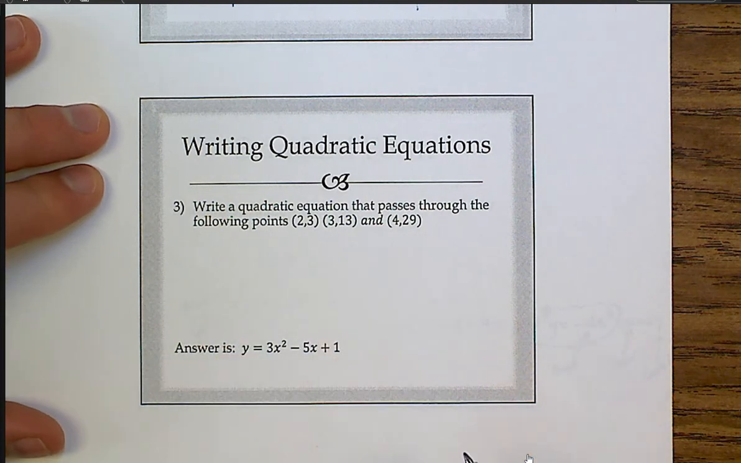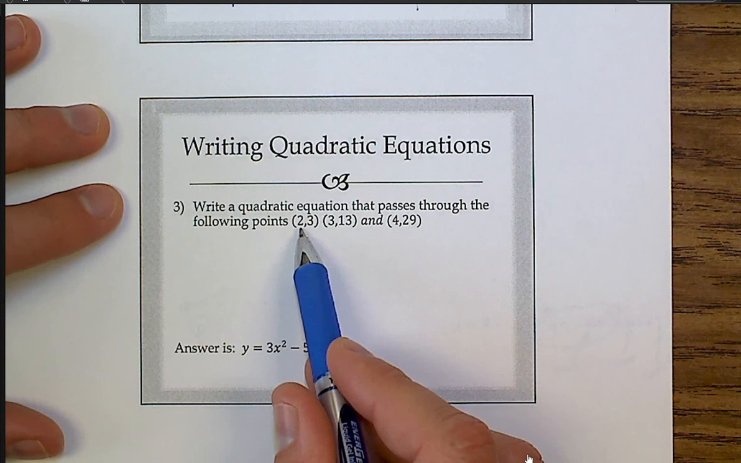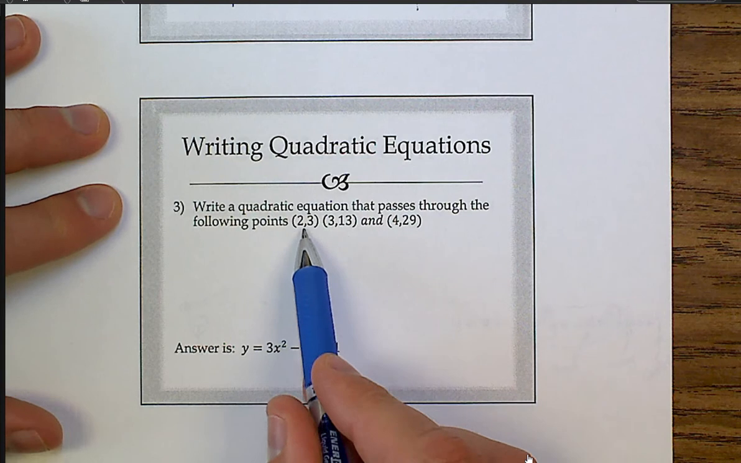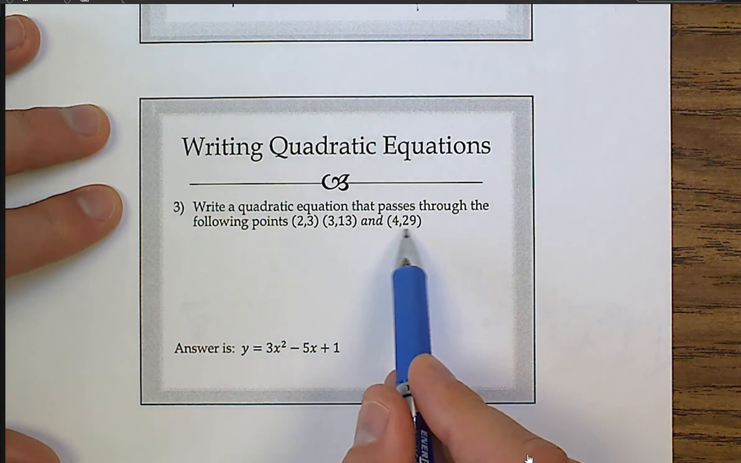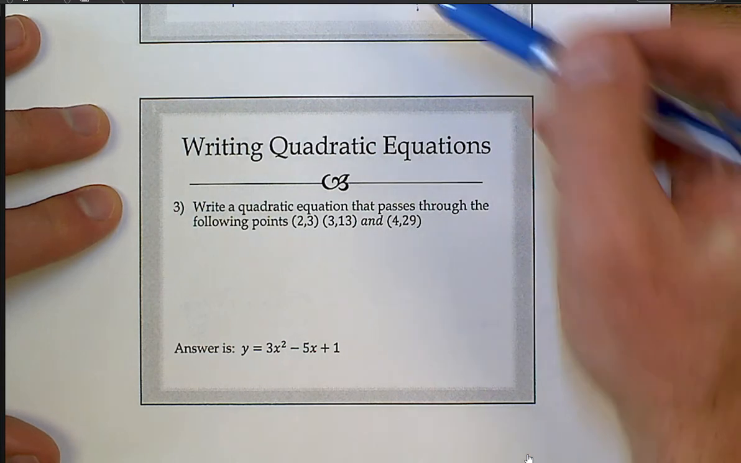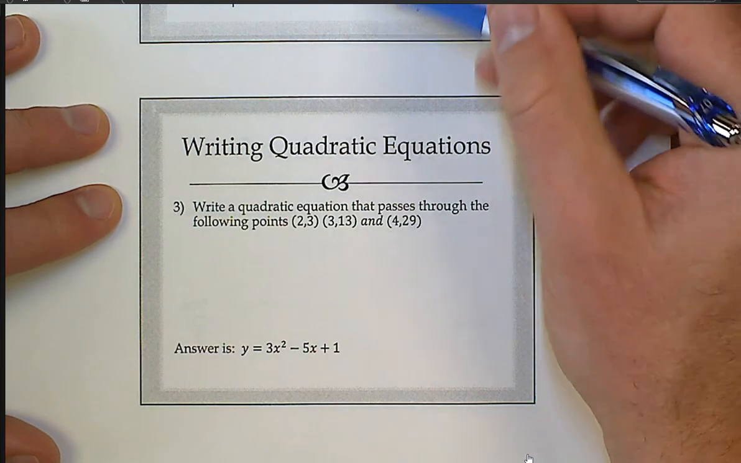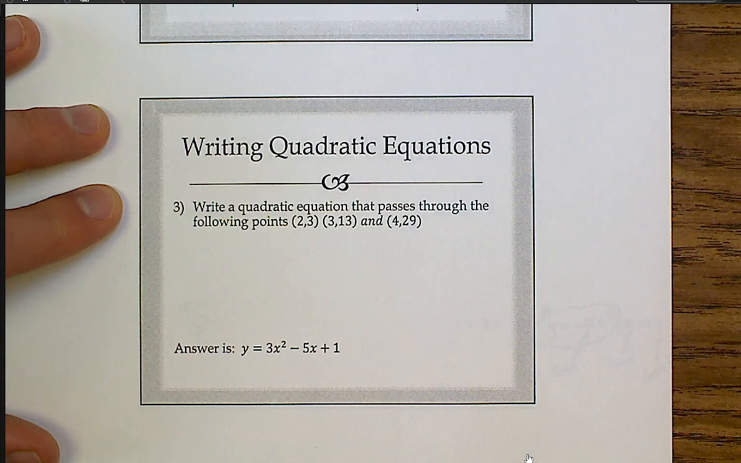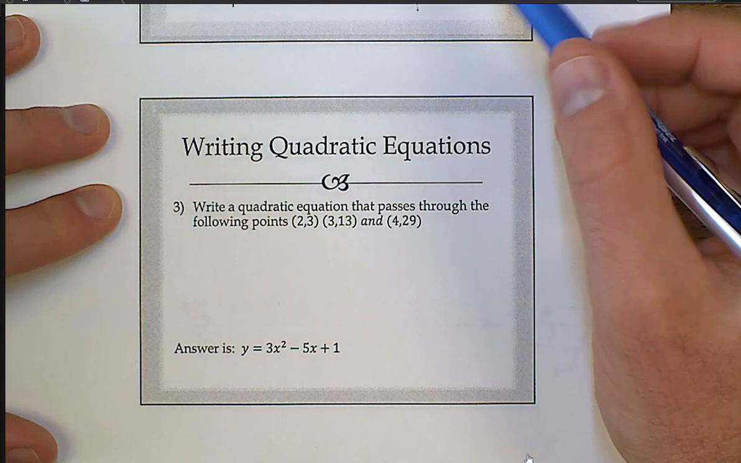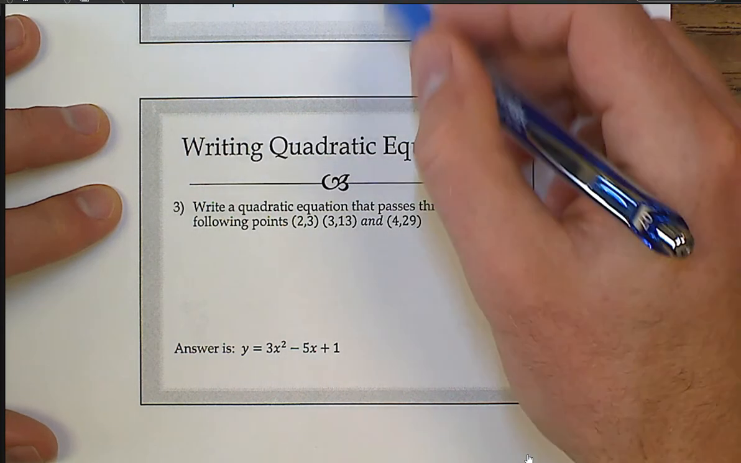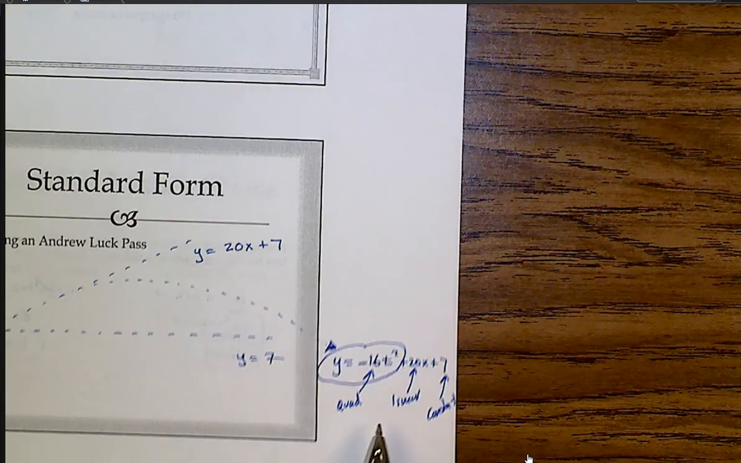Well, they're basically saying to you that (2, 3), (3, 13), and (4, 29) are points that lie on a given parabola. They're somewhere on this parabola. I want you to come up with the equation for this parabola. Okay, now if you revert back, a lot of our equations are going to look like this.